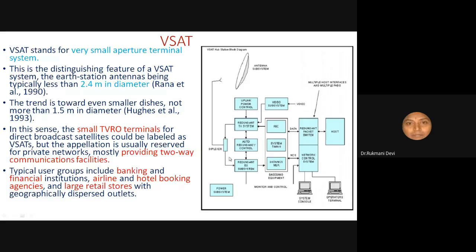Okay, now you have a duplexer, for transmission and receiving. For that we have a duplexer. Then uplink power control and video subsystem, both combined, you have a redundant transmission system. This is video. Multiple host interfaces and multiple pads.